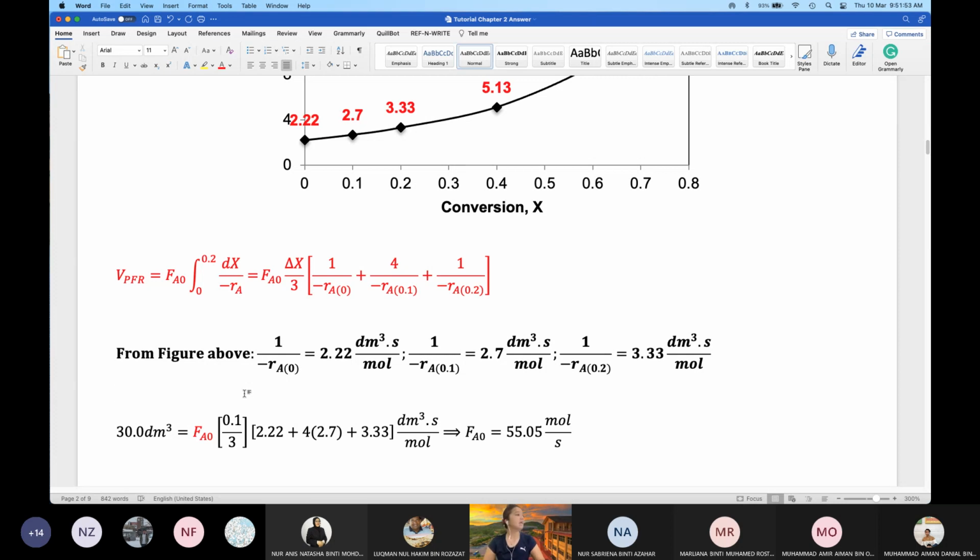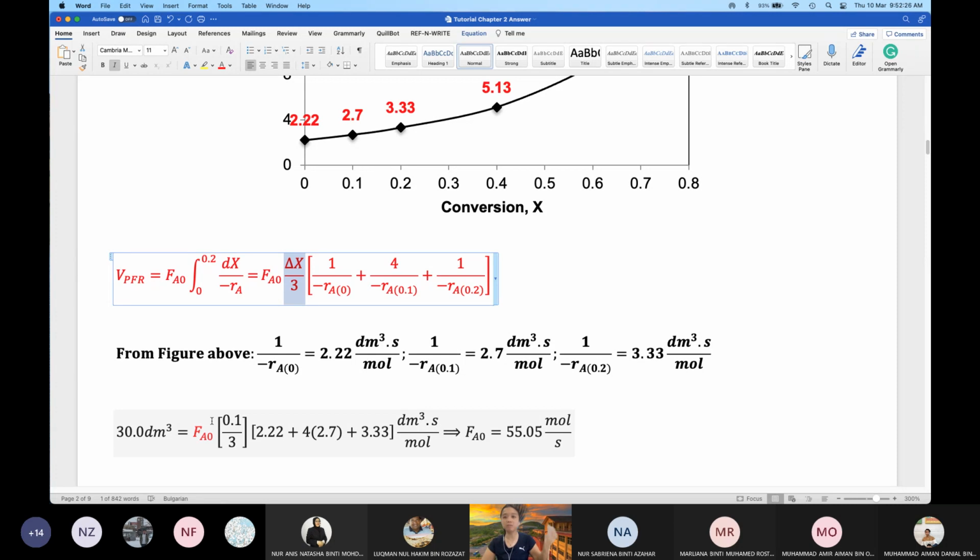So, FA naught, I leave it. Delta X per 3. As I told you, delta X is the gap or the difference between initial X to the middle X, or the middle X to the final X. My initial X was 0, my middle X was 0.1, so the difference is 0.1. Or at the back, my middle X 0.1, my final X 0.2, the difference is still 0.1. So, delta X 0.1 divide by 3.